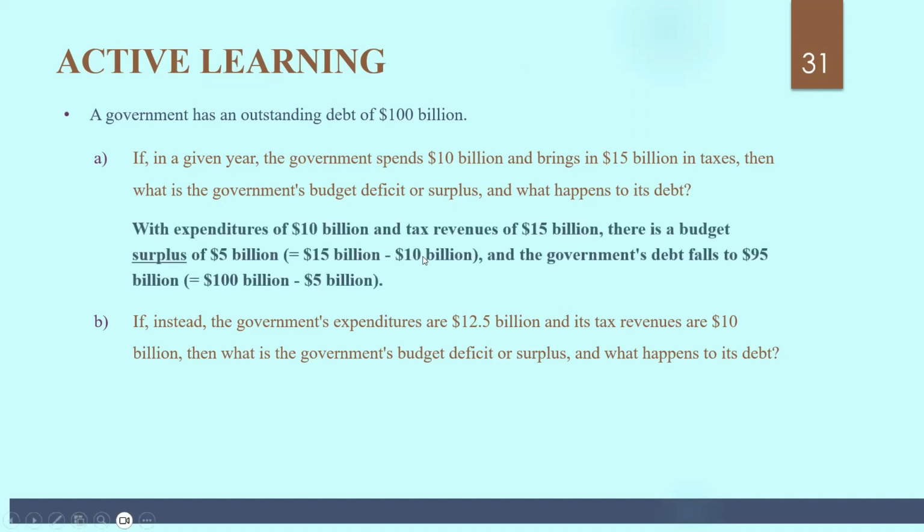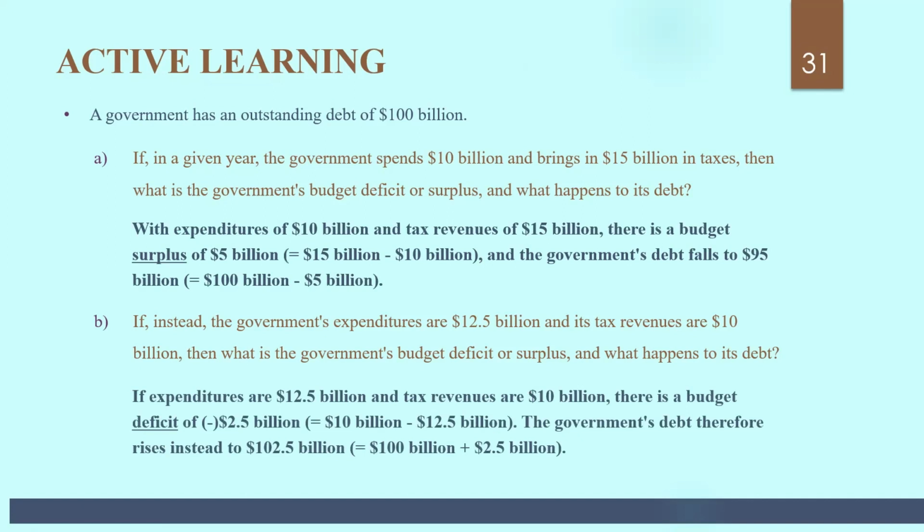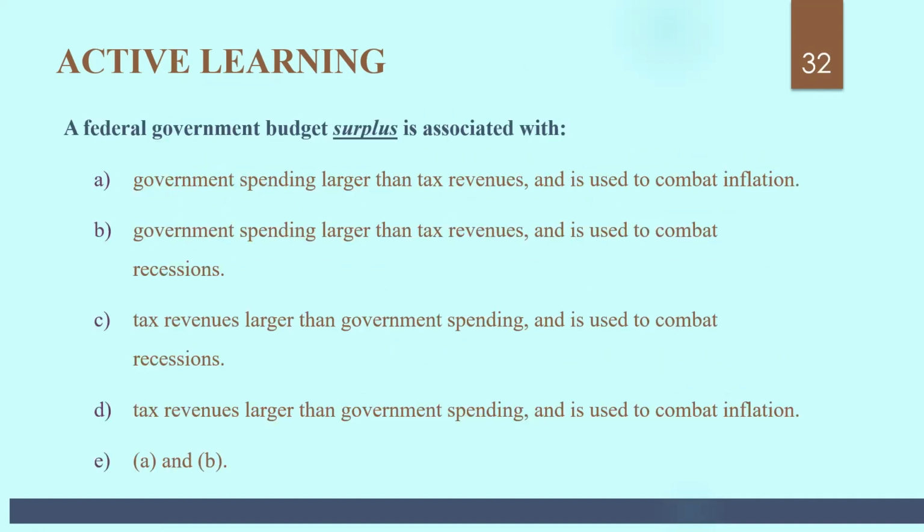So yeah, with expenditures of 10 billion and tax revenues of 15 billion, there's a budget surplus of 5 billion, and the government's debt falls to 95 billion. If expenditures are 12.5 billion and tax revenues are 10 billion, there's a budget deficit of 2.5 billion. And now the debt is 102.5 billion. A federal government budget surplus is associated with what?